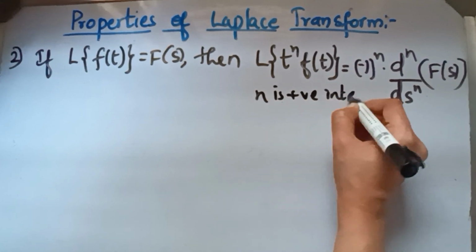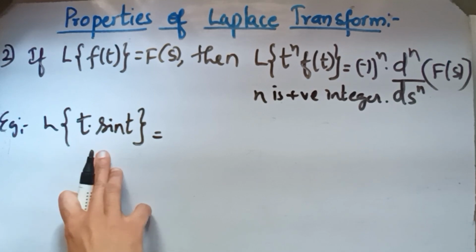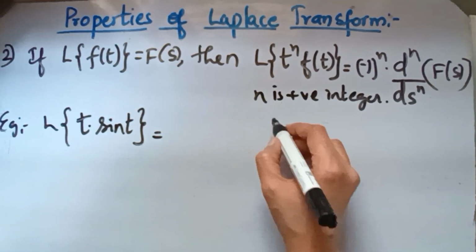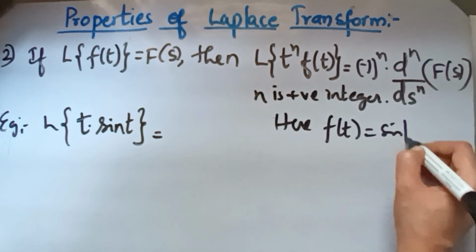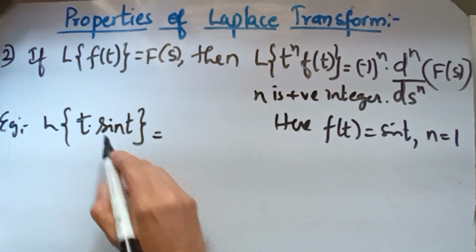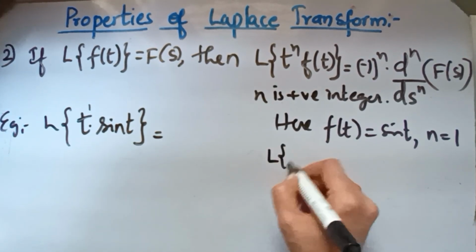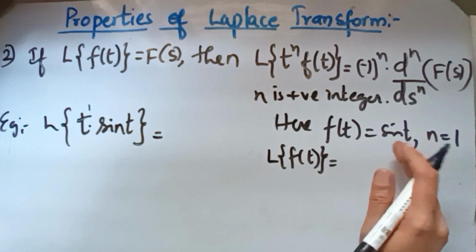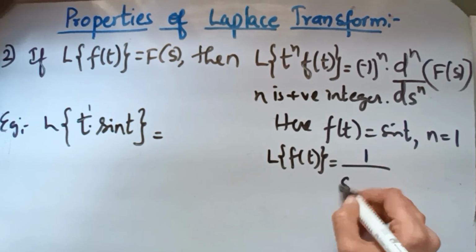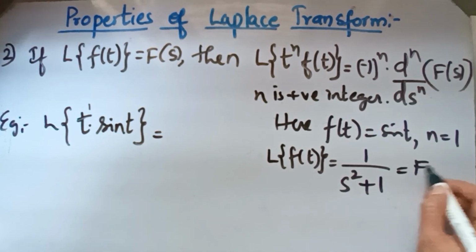That is the condition. See, for example, find the Laplace transform of t into sin t. So here f of t equal to sin t and n equal to 1, t to the power 1 now. Therefore, first let us find out the Laplace transform of f of t. What is the Laplace transform of sin t? Sin 1t, it is 1 by s square plus 1 square, which is 1. This is equal to F of s.